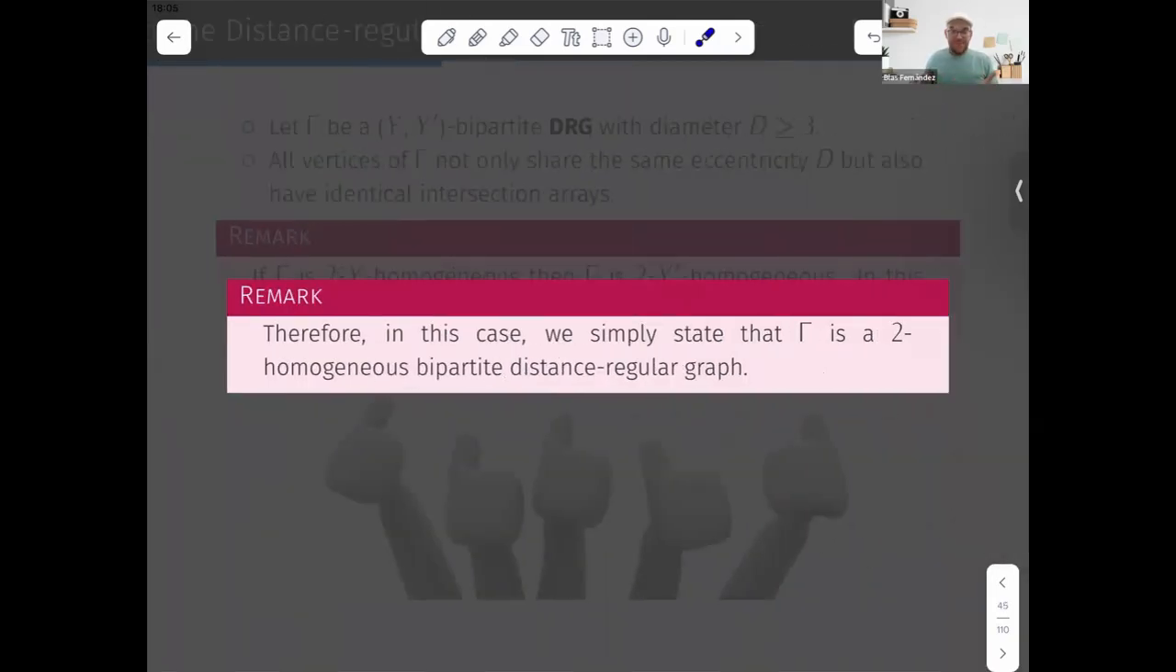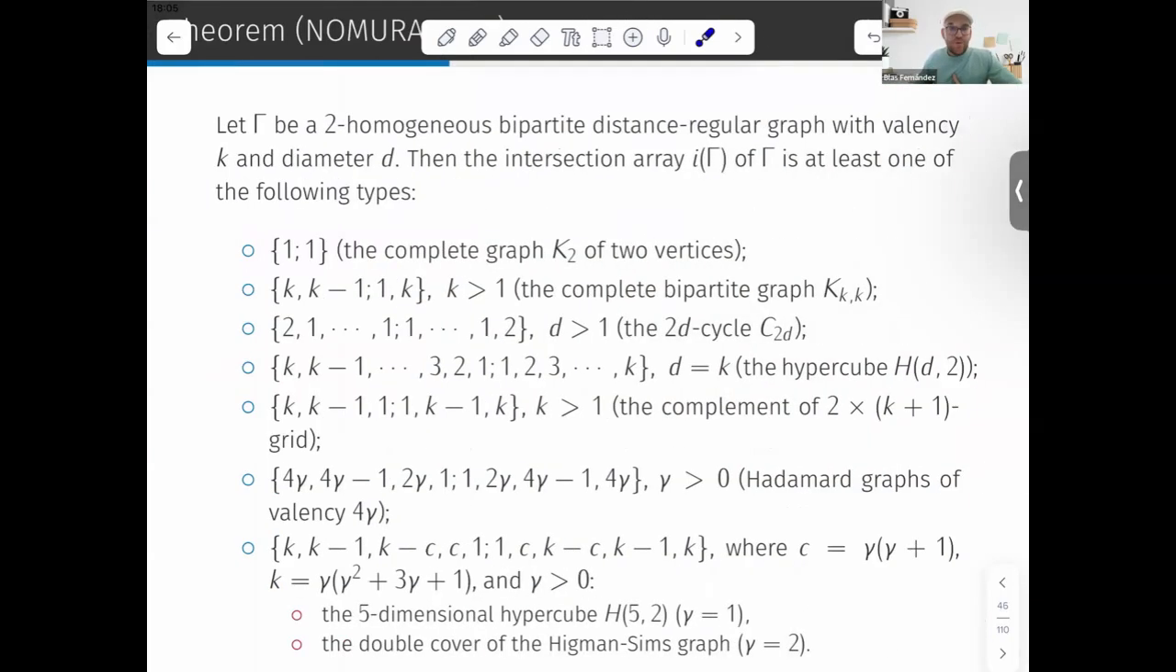So, because of that, we will simply say that our graphs are two-homogeneous without considering the bipartition, because it is the same, it doesn't matter. And so now these two-homogeneous bipartite distance-regular graphs are graphs which are really well known and studied in the literature, and they were classified by Nomura. And in the following theorem, we have the classification.